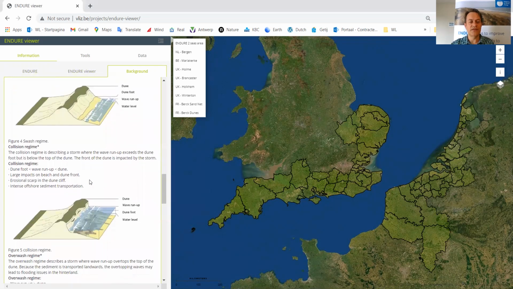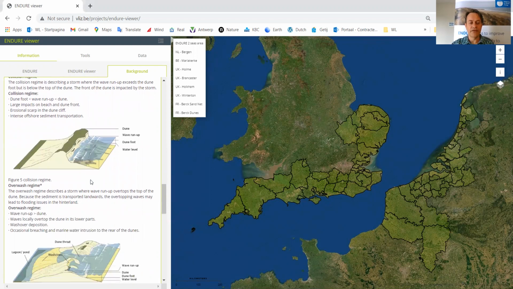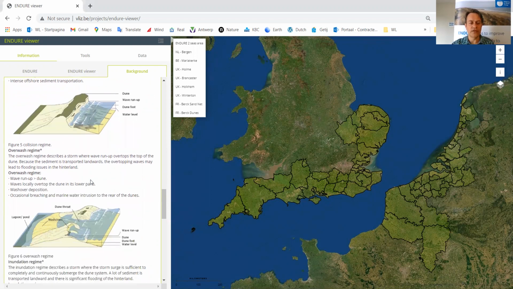Then the second possibility is the collision regime. In this situation, we have significant erosion, but still the dunes are able to withstand this extreme event. So they are resistant to erosion at high levels. Then the third regime is the overwash, when we have the possibility that a row of dunes or all of them can be breached by this intense storm.